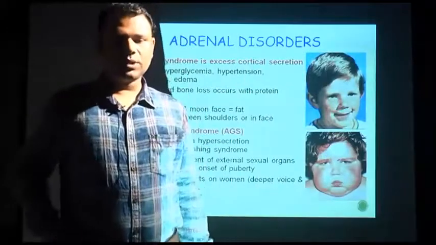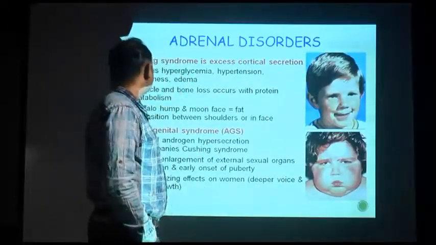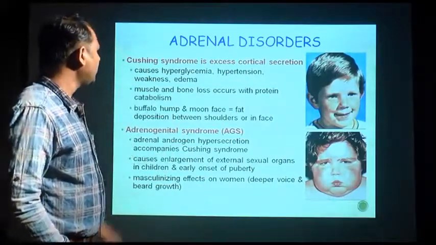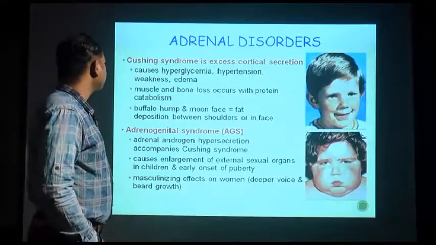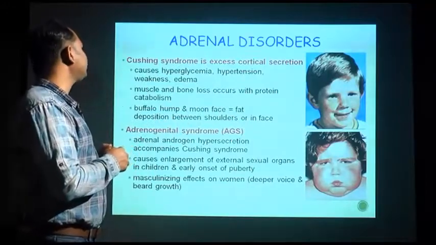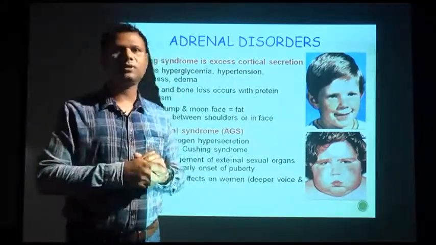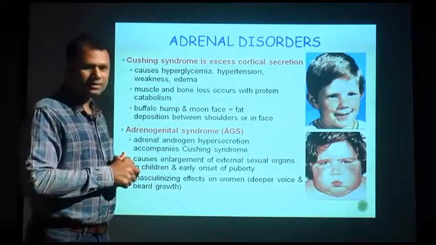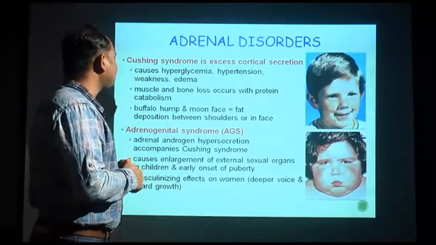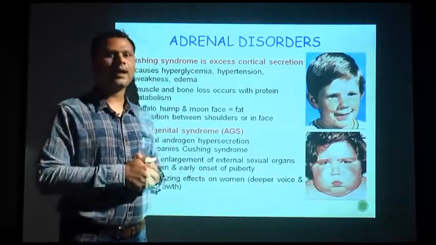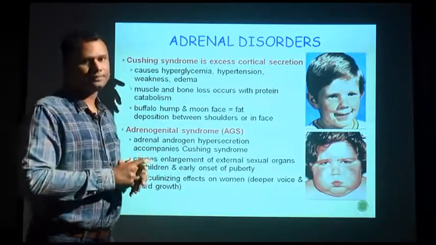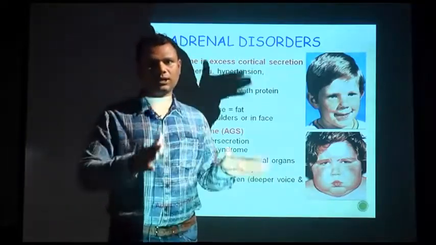Okay. Now coming to adrenal disorders, which is in your course. So Cushing syndrome and adrenogenital syndrome, these are the 2 major disorders associated with adrenal glands. Now coming to Cushing syndrome, in the right side image you can see, this causes hyperglycemia, that means increased blood glucose level, hypertension, the blood pressure always remains high, which can lead to weakness and mild edema. The muscle and bone loss occurs with protein catabolism. Catabolism means destruction, protein degradation.